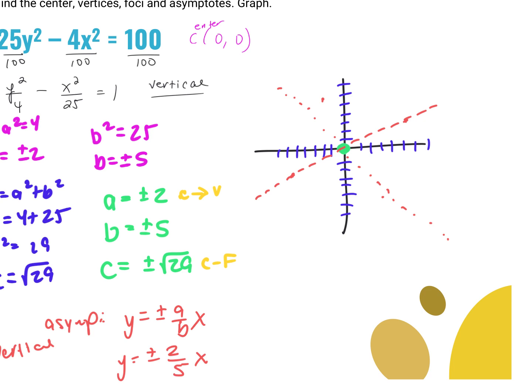So think about this. I have my asymptotes. What kind of a hyperbola do I have? It's a vertical one. So where are my branches going to be? Above and below or left and right? Above and below. Good. Very good, guys.